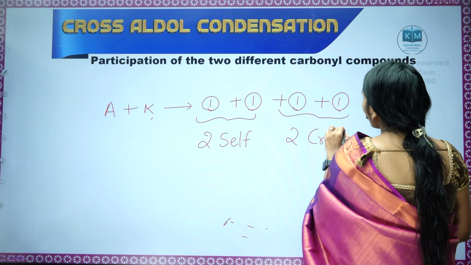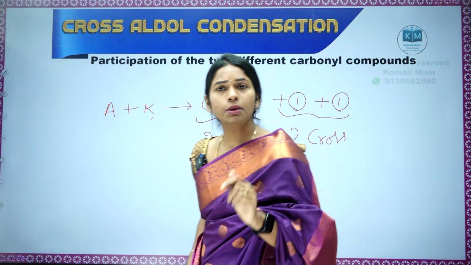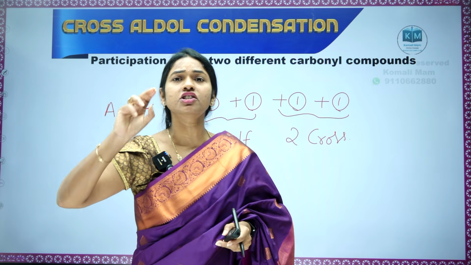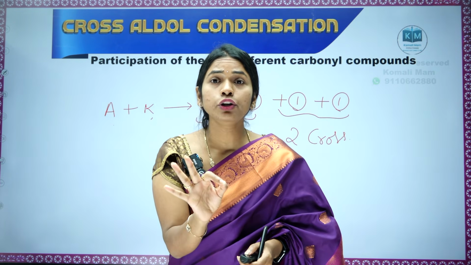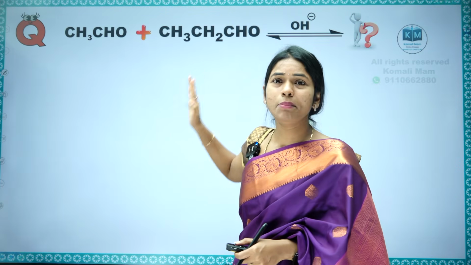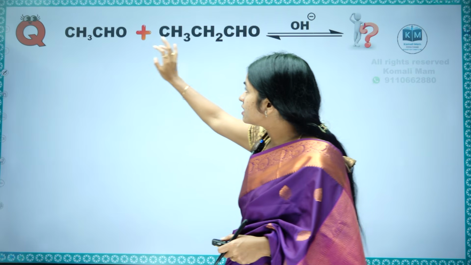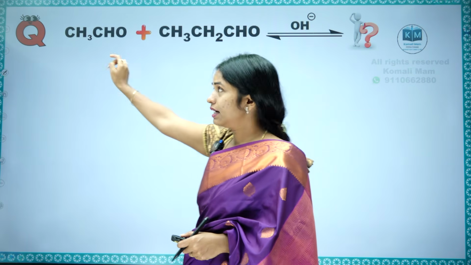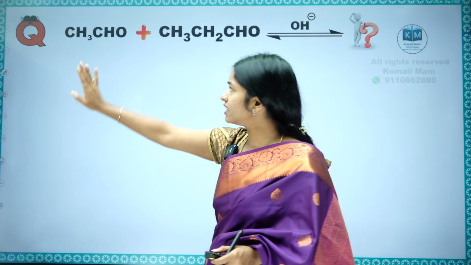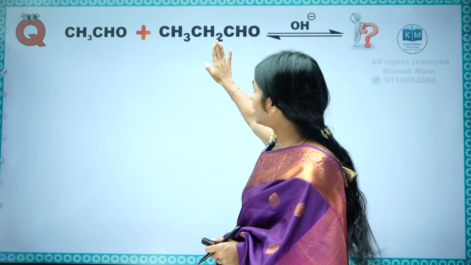Remember, in cross-aldol condensation, how many products will we get? 4 products. What are those 4 products? 2 are self products, 2 are cross products. Now I am going to teach you step by step, most important, without any mechanism. See, this is acetaldehyde. Don't worry about the name, here it's not an IUPAC session, correct? Let's say this is one aldehyde, and this is another aldehyde.